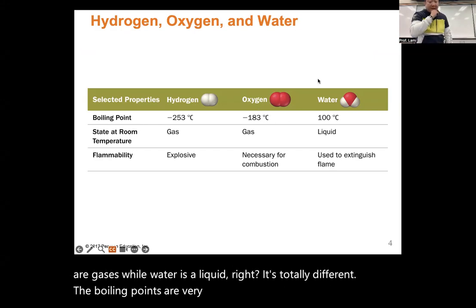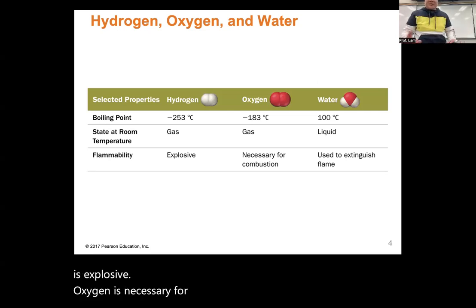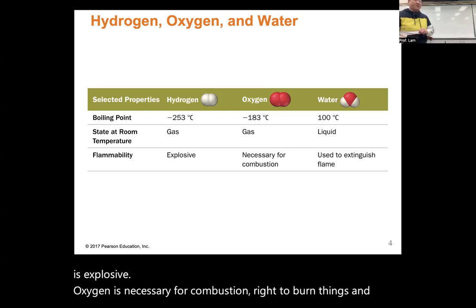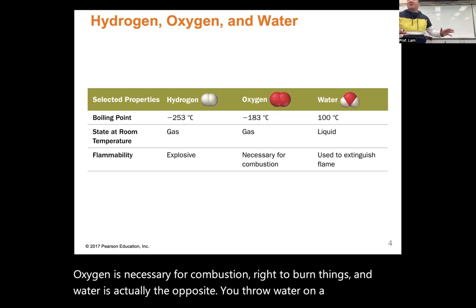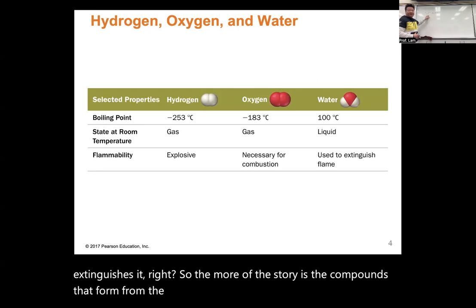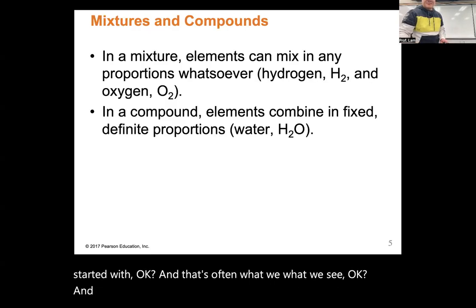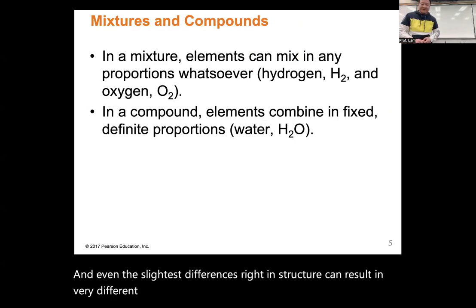Okay. The flammability, hydrogen is explosive. Oxygen is necessary for combustion, right, to burn things. And water is actually the opposite. You throw water on a flame, it extinguishes it, right? So the moral of the story is the compounds that form from the elements are vastly different than what you started with, okay? And that's often what we see, okay? And even the slightest differences, right, in structure can result in very different compounds.